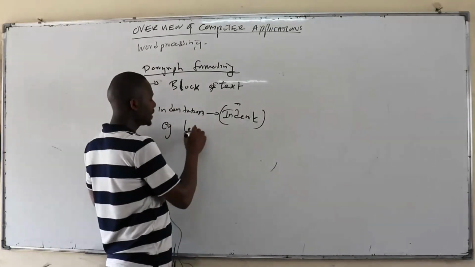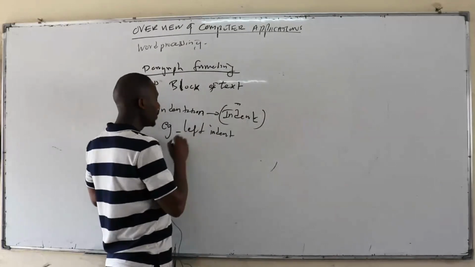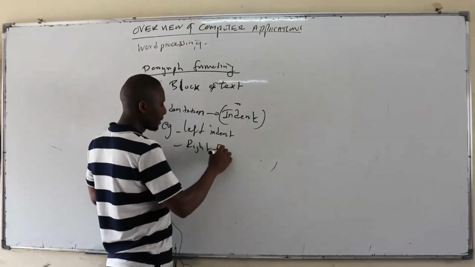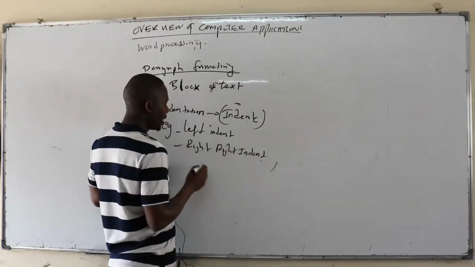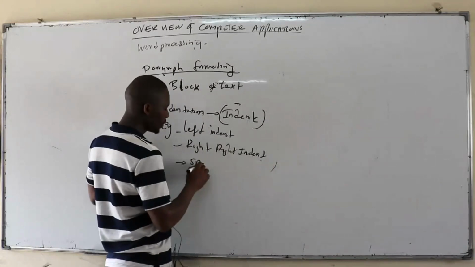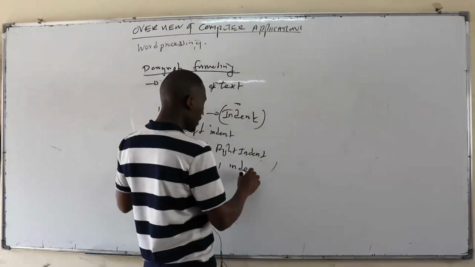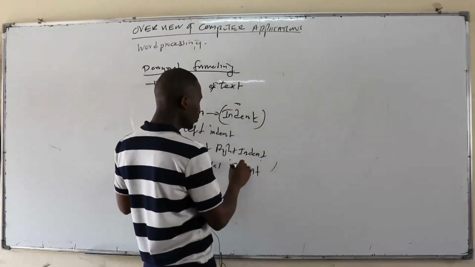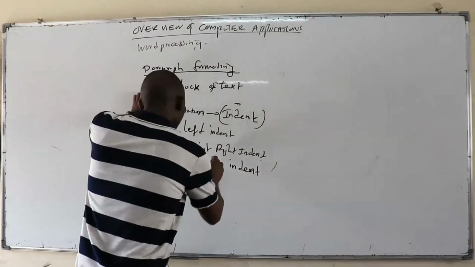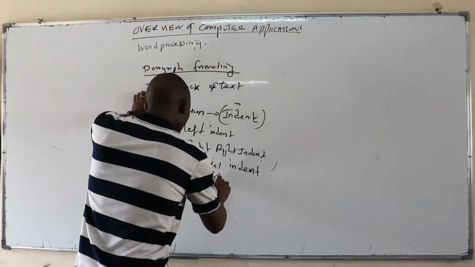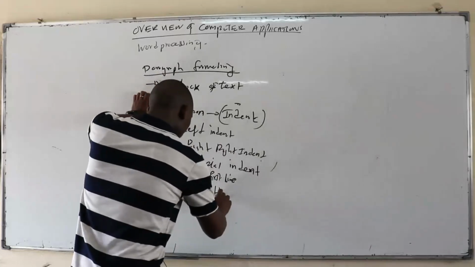We have the left indent. We have the right indent. And finally, we have what we call the special indent. The special indent involves two more classifications of indenting. That is the first line and the hanging indent.